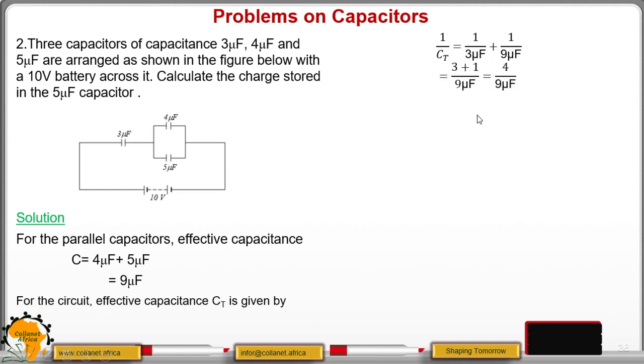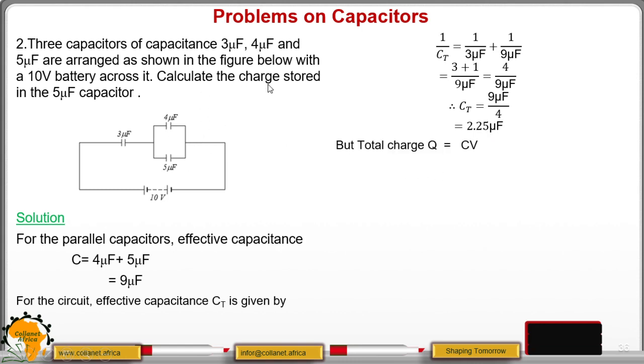You get the effective, the LCM is 9. 9 divided by 3 is 3. 9 divided by 9 is 1. So it is 3 plus 1. You get 4 over 9. Then you get the reciprocal, which is 9 over 4. You get 2.25 microfarads. So that is the effective capacitance of this network.